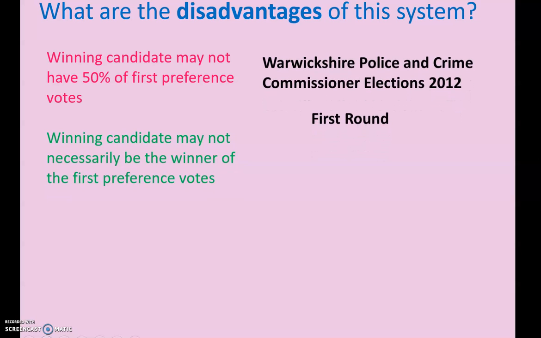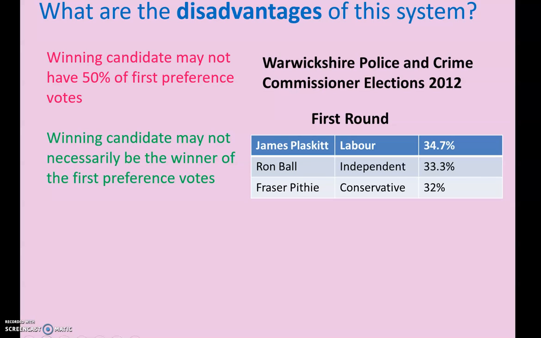So if you look at the first round in 2012, this is the first ever election they had for Crime and Police Commissioners in 2012. Labour got the highest number of first preference votes. This first round is first preference. Labour got 34%. Ron Ball, who's an independent, got 33.3%. The Conservatives were knocked out with 32%.